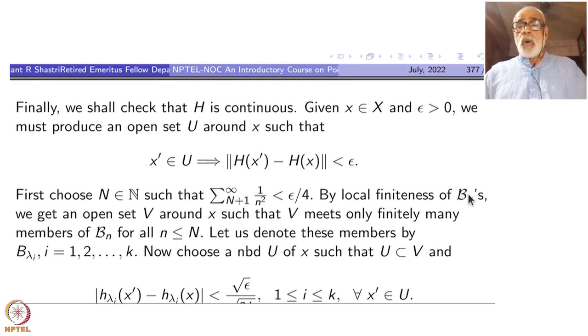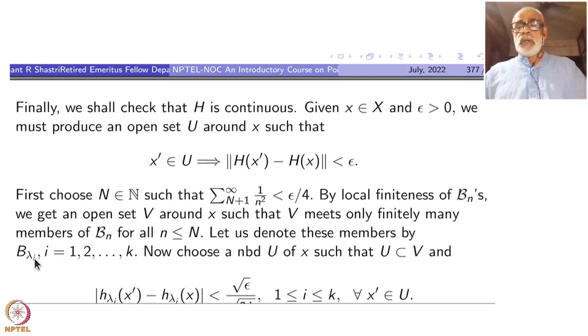Okay. By local finiteness of all these Bn's, we get an open set V around x such that this open set V meets only finitely many members of Bn for all n less than or equal to capital N. For each of them you will get, say for B1 you will get V1, for B2 you will get V2, up to B capital N you get V capital N, but then you can take the intersection of V1, V2, up to V capital N, call that as V. That's all. Okay, this V is a neighborhood of x which will meet finitely many members of Bn, n ranging from 1 to capital N.